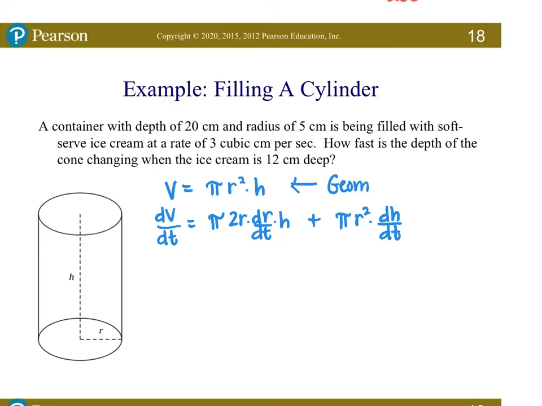Then we can start filling in some numbers. A container is 20 centimeters deep, and the radius is 5. It's being filled with ice cream at a rate of 3 cubic centimeters per second. Let's start with that number, 3 cubic centimeters per second, and it's being filled, which means it's positive. Cubic centimeters is the volume, so this is going to go in right here, so that'll be a 3. Pi times 2, the radius, well, we can see that the radius is 5 centimeters.